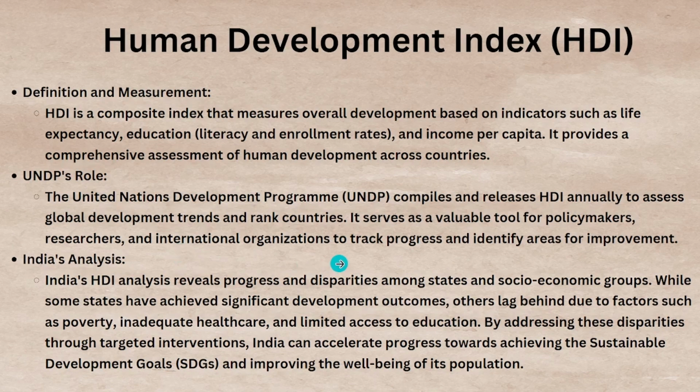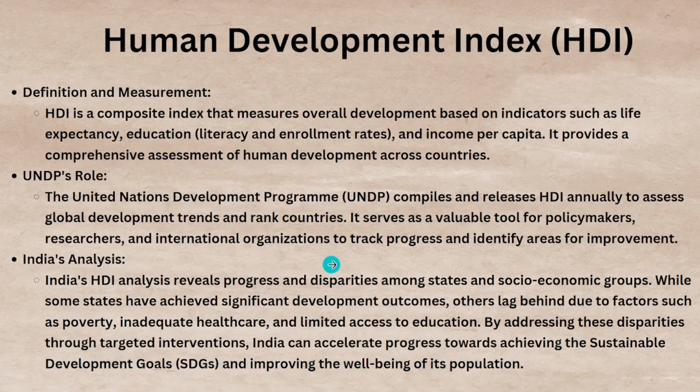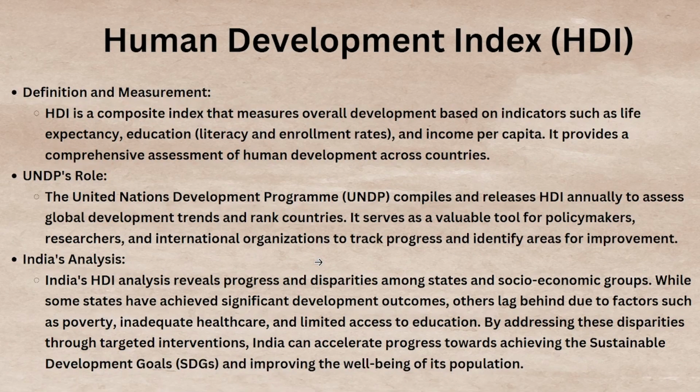And international organizations, so this report will help them to do their work. International organizations track progress and identify areas of improvement. So if there is a bank, the bank will know which country is poor, which country is rich, or which area has what problems, and they will operate accordingly. If there is a poor village, they will try to give loans to them so that they will improve. So all these reports are very helpful. India's analysis. So where is India in our report card of the world? Let's see. India's HDI analysis reveals progress. So what he is telling is it has progress.